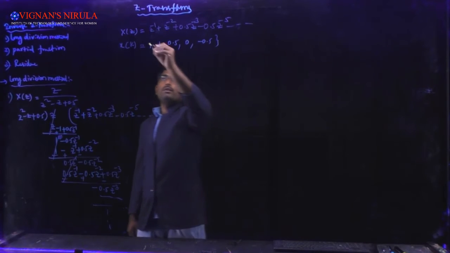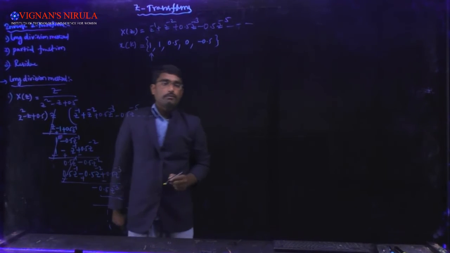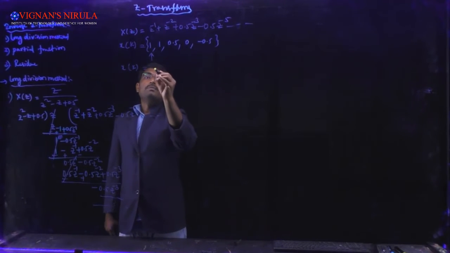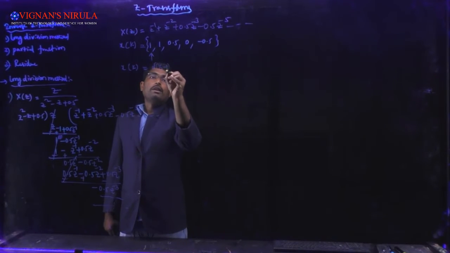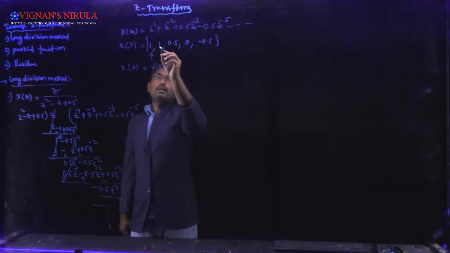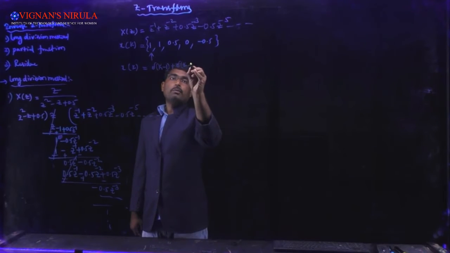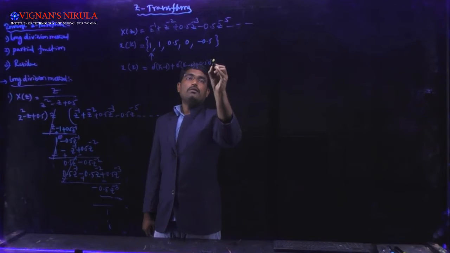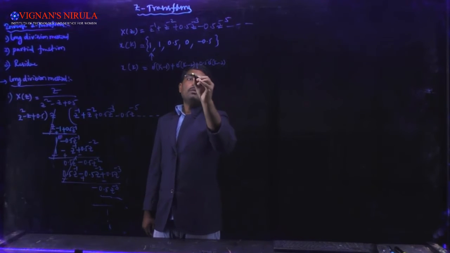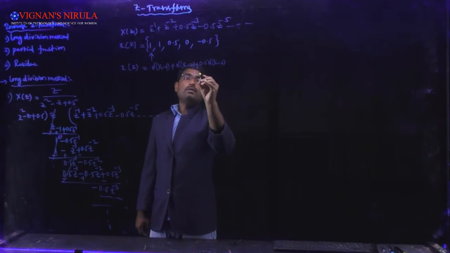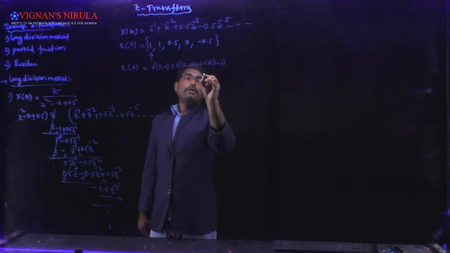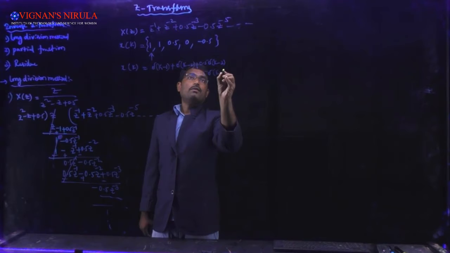In this way, simply you can write this x of k sequence, or you can also write x of k as delta of k minus 1, plus delta of k minus 2, plus 0.5 into delta of k minus 3, plus 0, and minus 0.5 into delta of k minus 5.